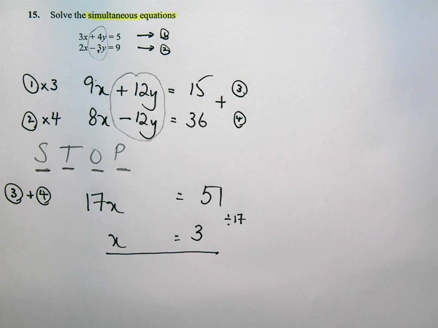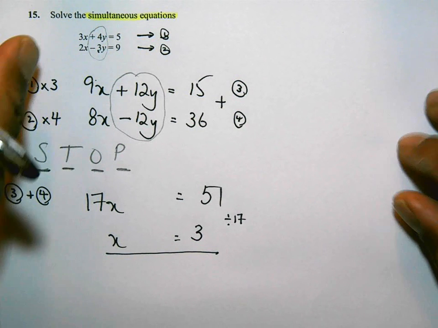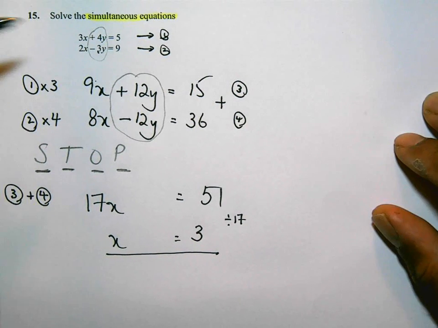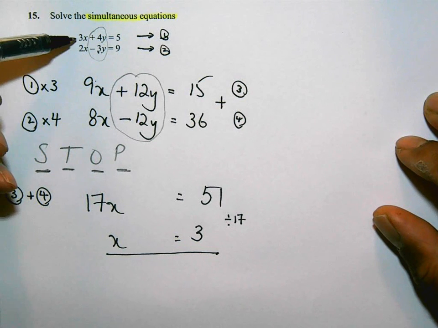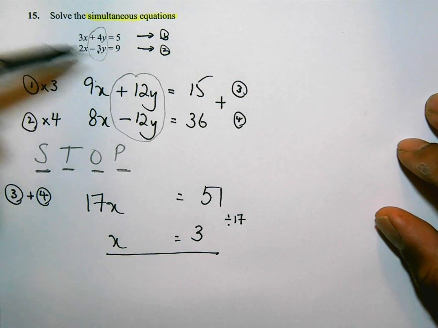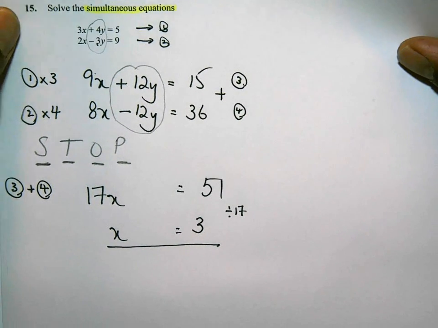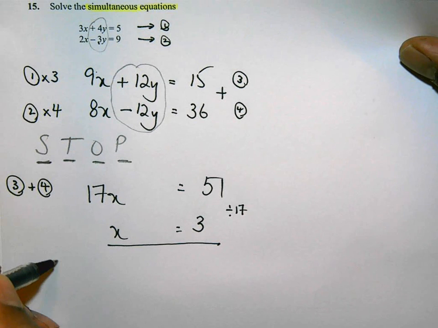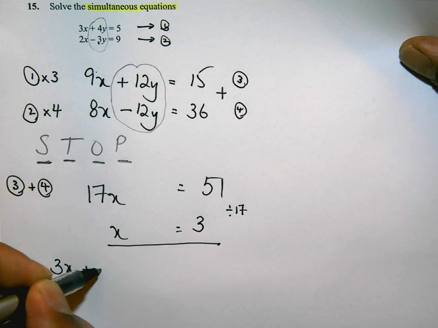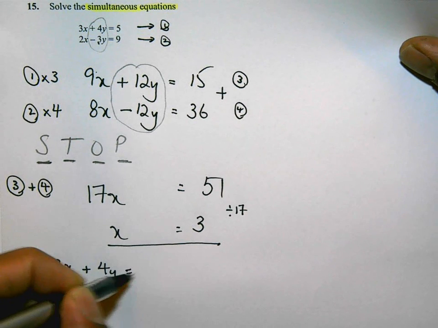What I need to do with this 3, I'm not done yet. I need to work out the value of y. So I need to use this x equals 3, put it back into one of the original equations, and work out what y is. And if I look at the original equations, I'm going to choose the first one because there are no negatives in there, and I want to try to avoid any errors that come up with negatives. So I've got 3x plus 4y is equal to 5.